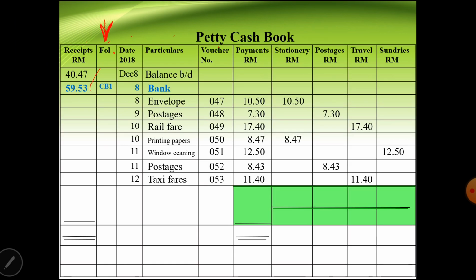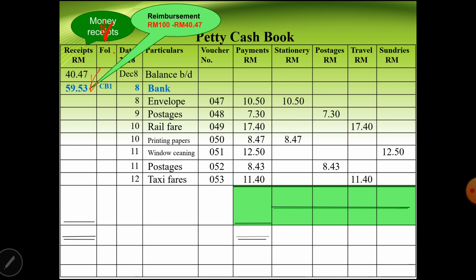You do the reimbursement first. Okay, how you do it? You take the 100 minus the 40 ringgit 47 cents, the opening balance, then the remaining is 59.53. You have to take out the money from the bank and put it into petty cash box. 就是填补那个钱的意思哦。所以你要写 bank, 你要写 bank CB1 as the folio and put down the date on the very first day of the week.